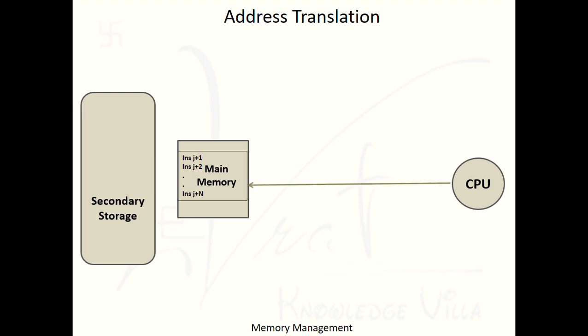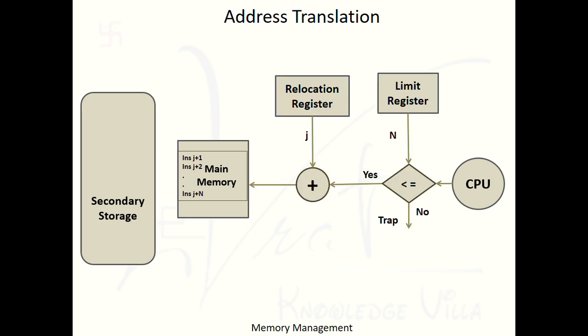For accessing the data from J plus 1, we will use two things: one is the limit register and another is the relocation register. Inside the limit register, the total number of instructions is stored, that is, how many instructions are in our program. There are n instructions, so we will store n inside the limit register. And the other register is the relocation register.